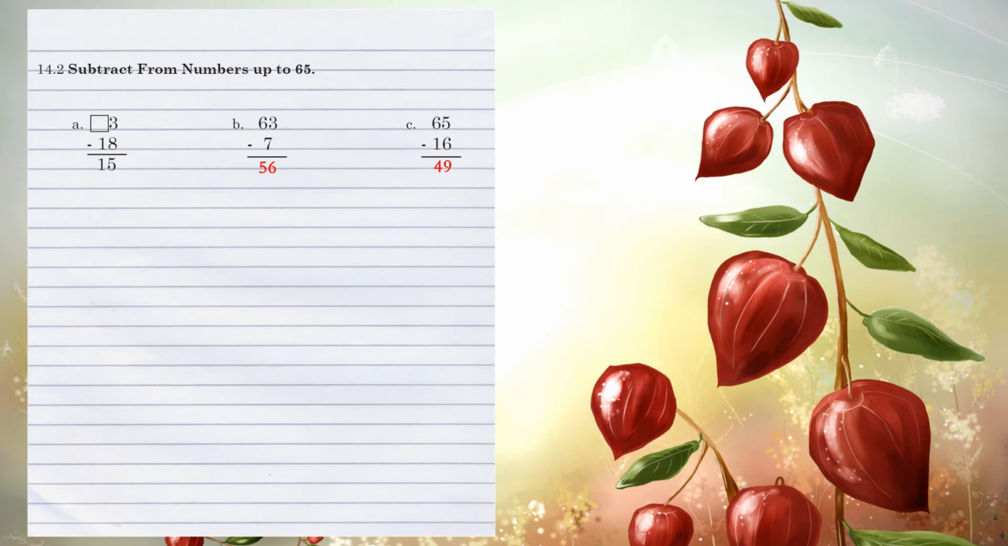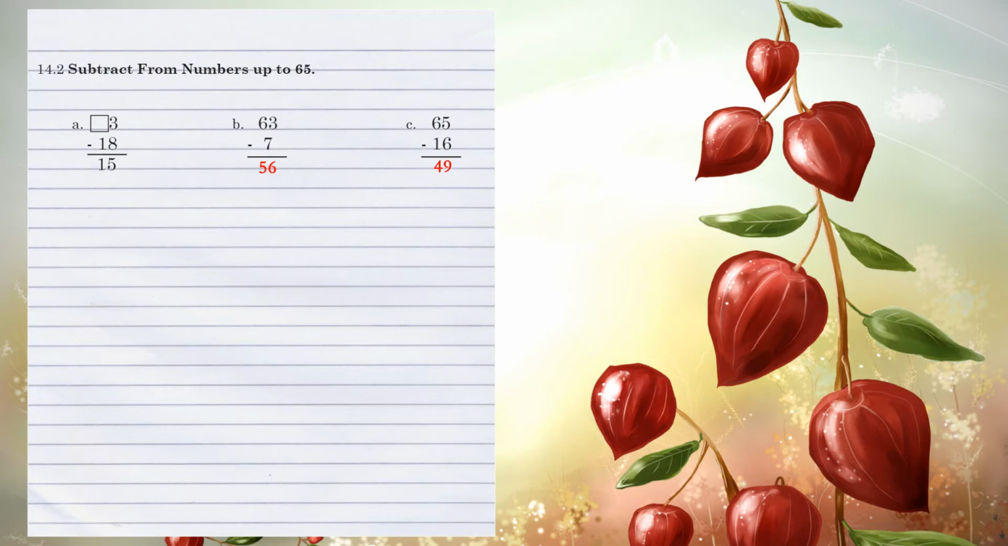Unit 14.2, subtract from numbers up to 65. Example A. We have another missing number to fill in here, so let's go through our subtraction process. We know that you can't take 8 from 3 and get a 5. We do know that if we work backwards and add 8 and 5, that does give us 13. That's where the 3 comes from, which means once again we borrowed from this number over here that we don't quite know yet. But we know we borrowed and made that a 13.